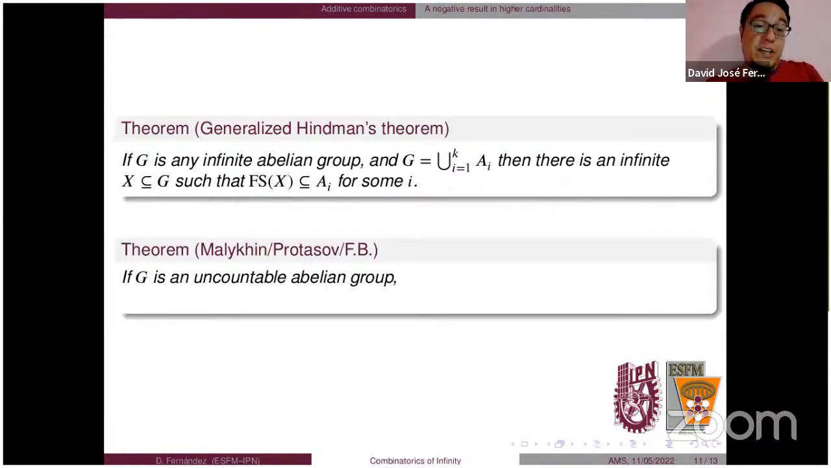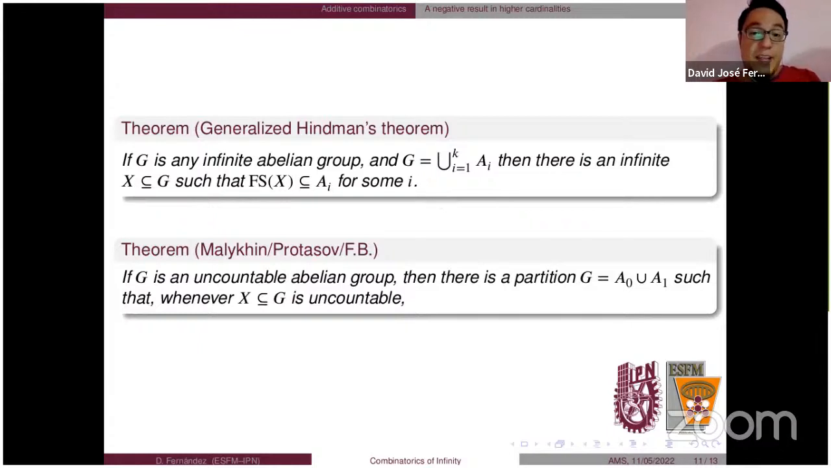In fact, if G is an uncountable abelian group, you can always color it or partition it in just two pieces, and that's enough, so that it's impossible to get a set of finite sums to be monochromatic. Any uncountable set, the finite sums are going to have elements in both colors.